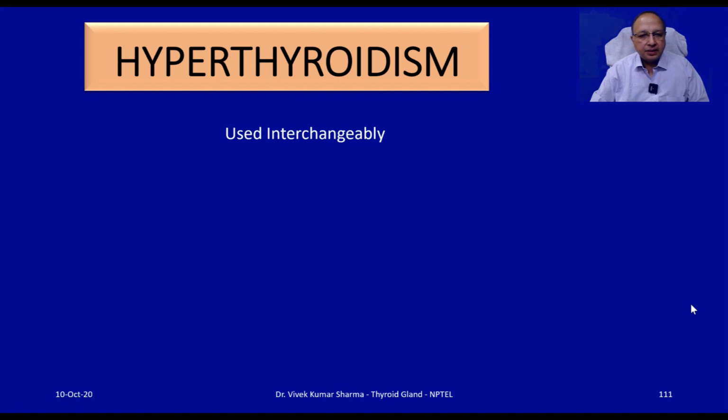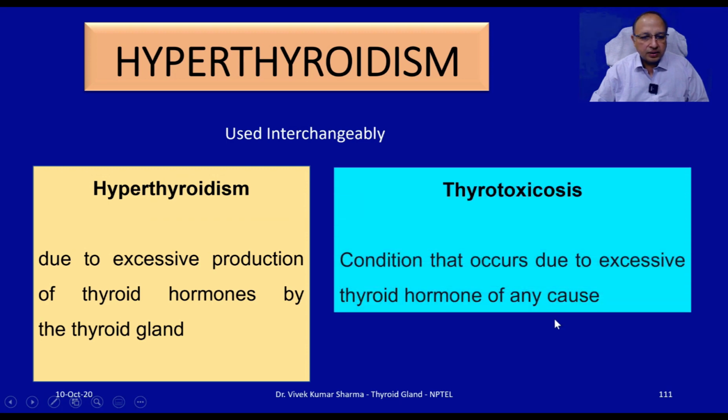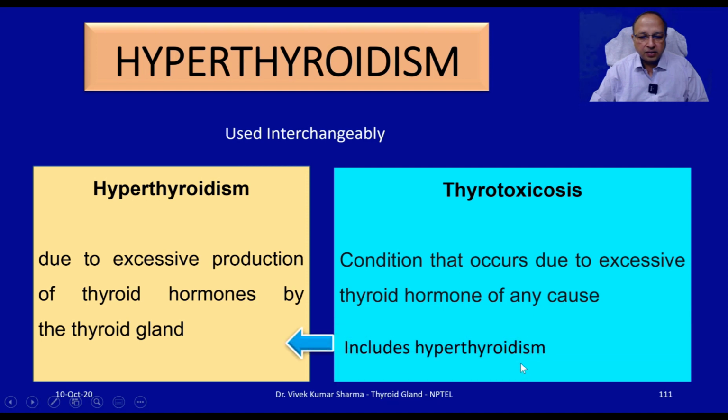Coming to the next condition, hyperthyroidism. It is used interchangeably with thyrotoxicosis, but hyperthyroidism means it is due to excess production of thyroid hormones by the thyroid gland, and thyrotoxicosis is the condition that occurs due to excessive thyroid hormone of any cause. So thyrotoxicosis includes hyperthyroidism.